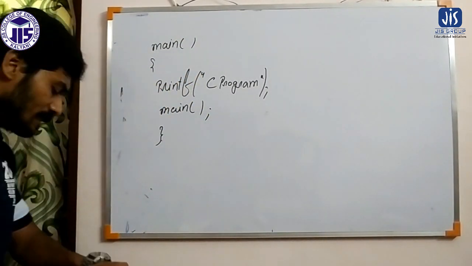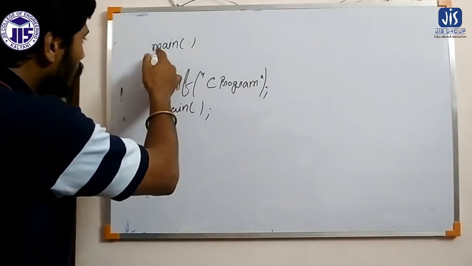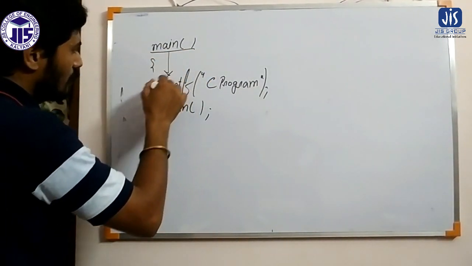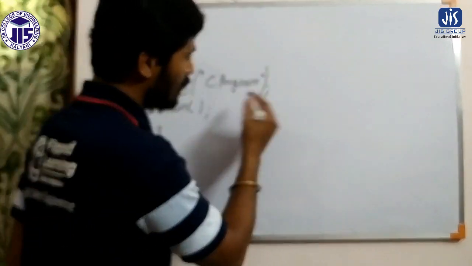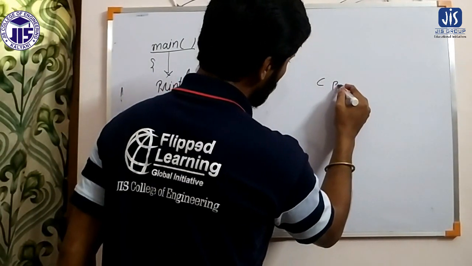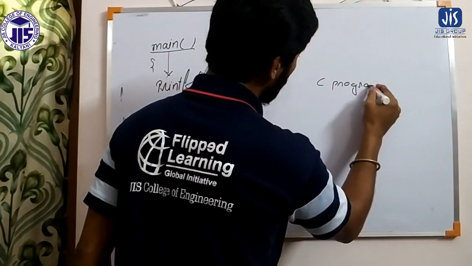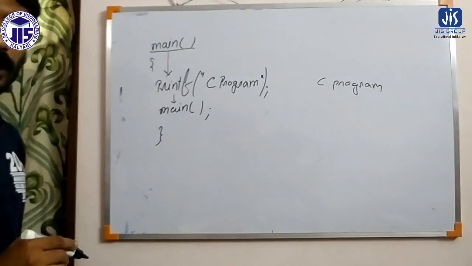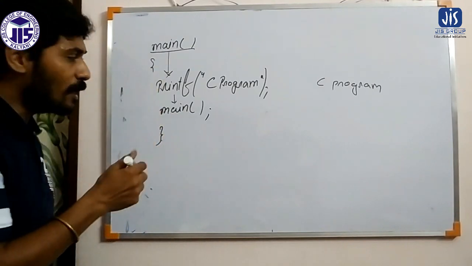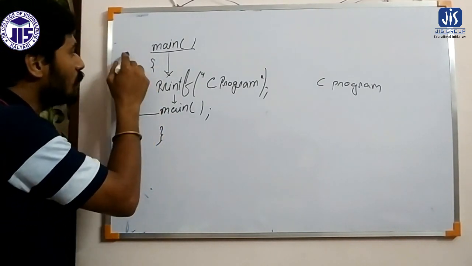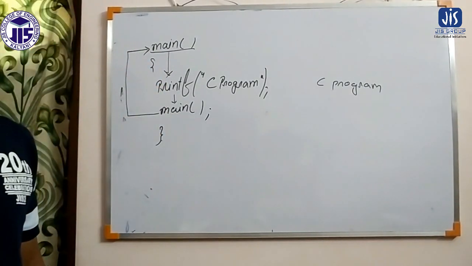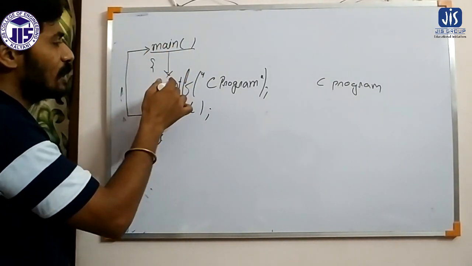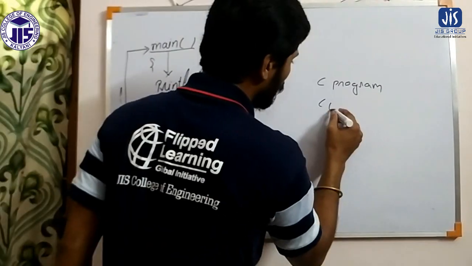If the program is like this, you can see this is the main function. So it will enter, and in the output it will print the C program which is there inside the printf statement. After that we call the main function. As soon as the main function is called, it will jump to the main again and enter to execute the main function. And when it executes the main function, the C program will be printed again.